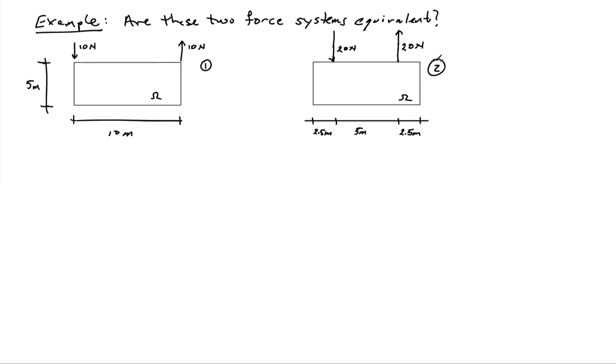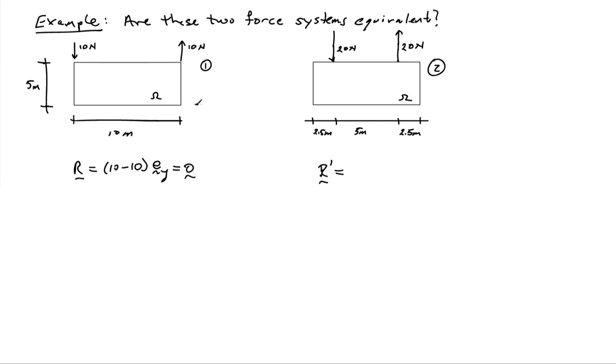And the question is, are the force systems equivalent? To show equivalency, I need to show that the net resultant of my first force system is equal to the net resultant from my second force system. So let's go ahead and we'll call this the prime force system. For the first force system, I have 10 minus 10 e_y, so that's equal to 0.